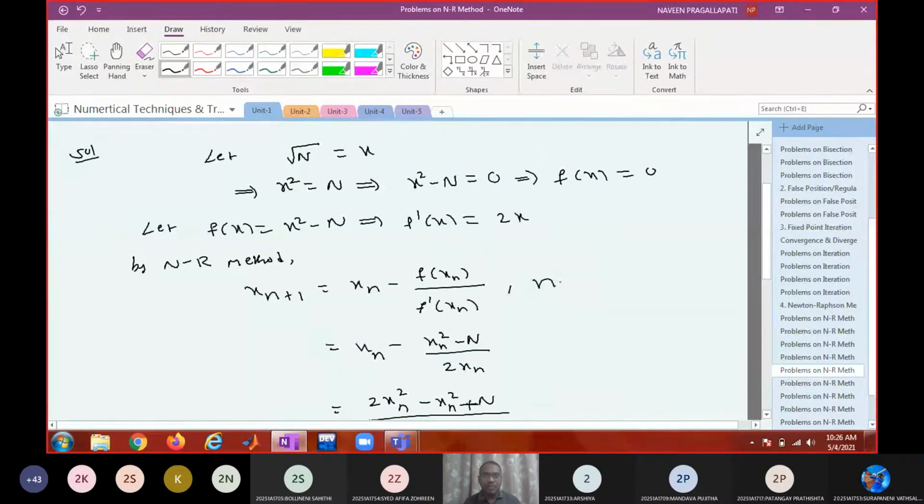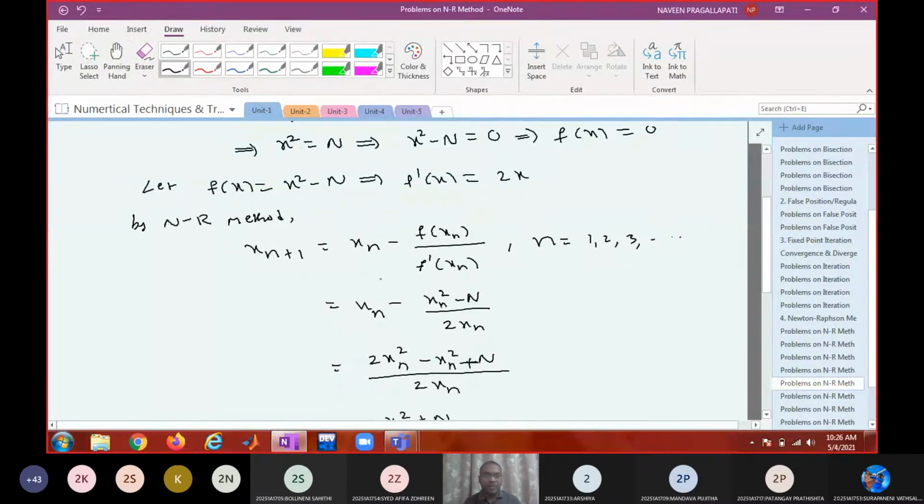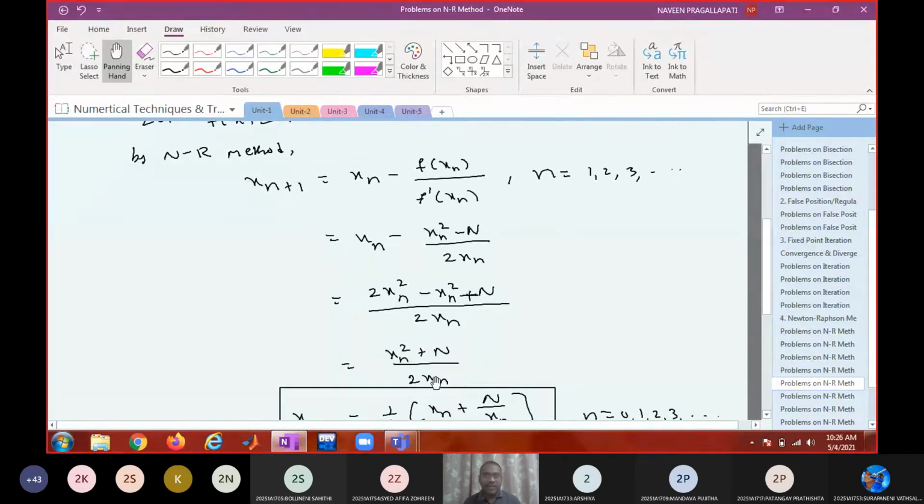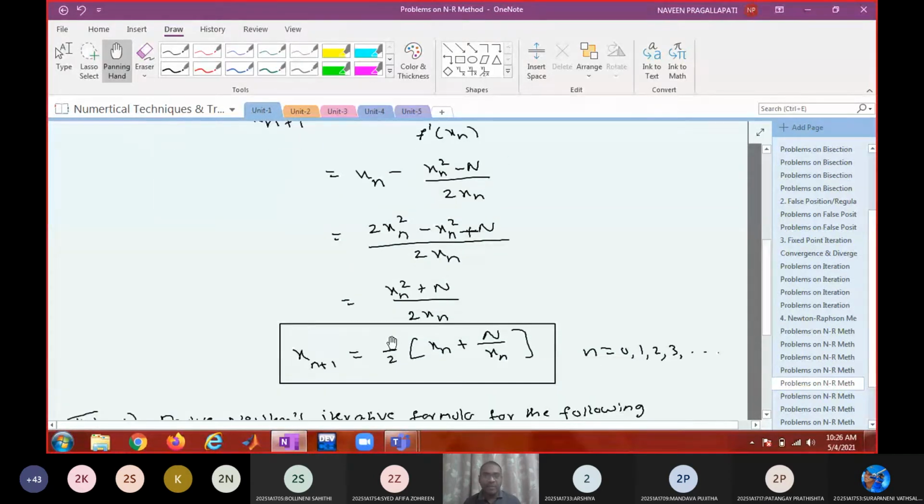Okay, so you may say n equal to 1, 2, 3 and so on. I substituted the function. f of xn means xn square minus n. f dash of xn is 2xn. We simplified this and got it like this. I divided by xn, taking 1 by 2 outside: xn square by xn is xn, plus n by xn. So this is the general formula to find out the square root of n.